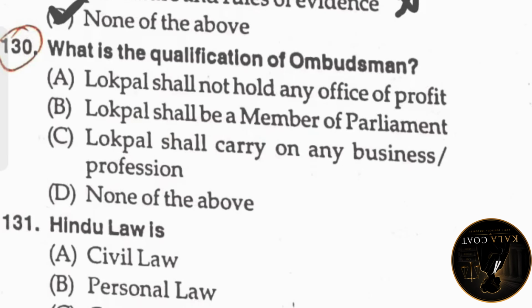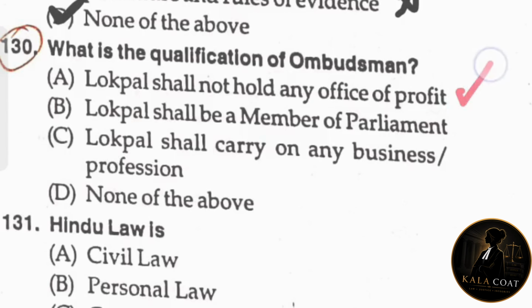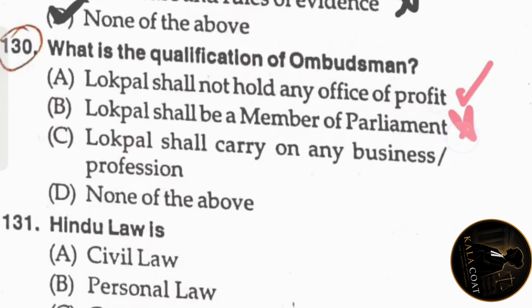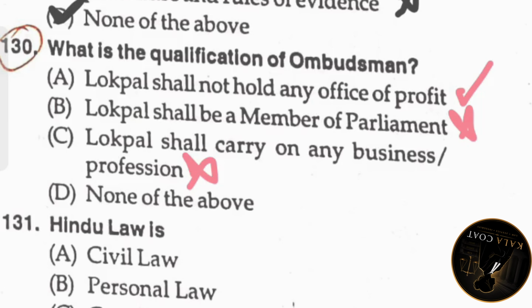Question number 130. What is the qualification of ombudsman? Options are Lokpal shall not hold any office of profit. This is correct. Lokpal shall be a member of parliament, not necessary. Lokpal shall carry on any business or profession, not necessary. None of the above. So A is the right answer. Option A is the right answer.